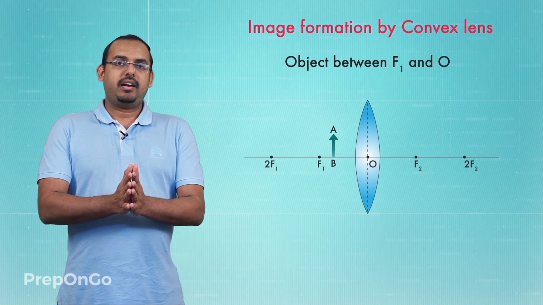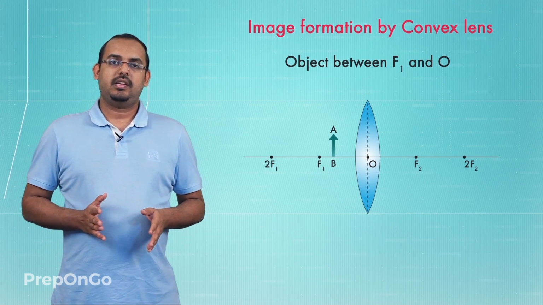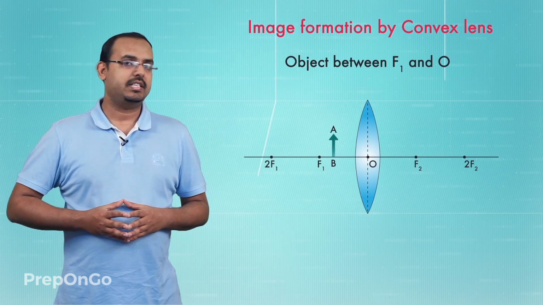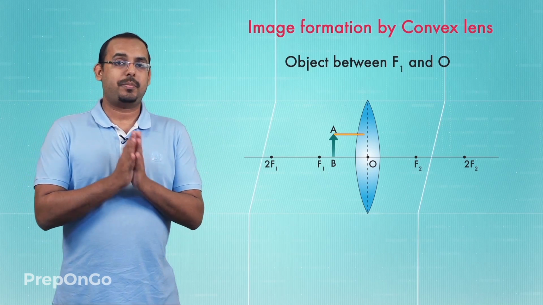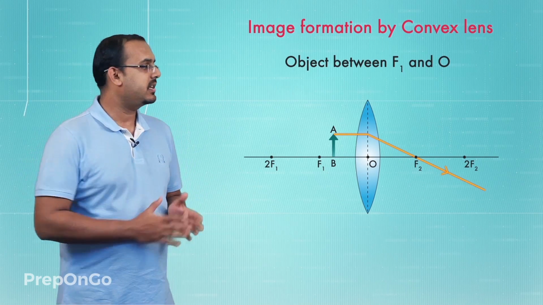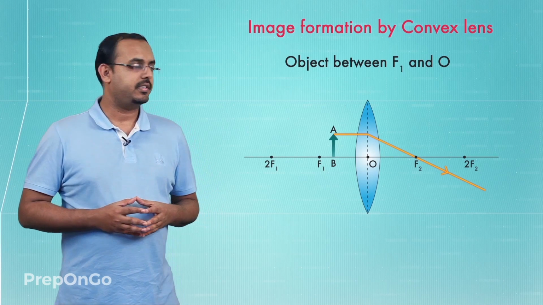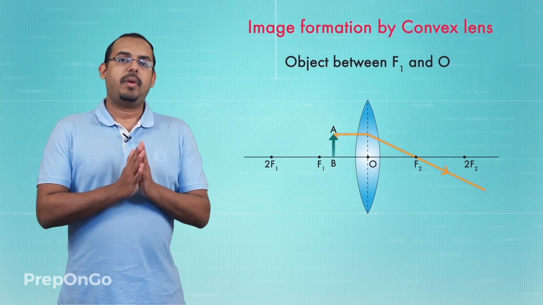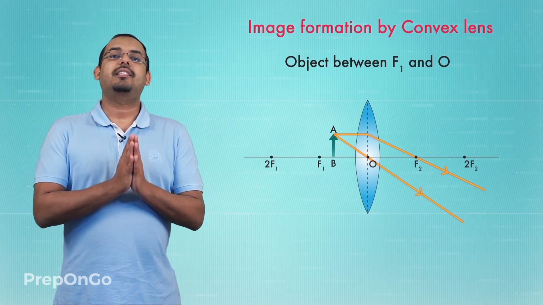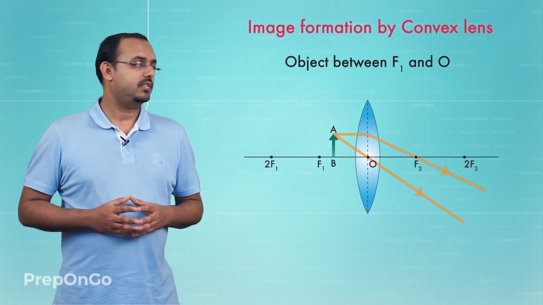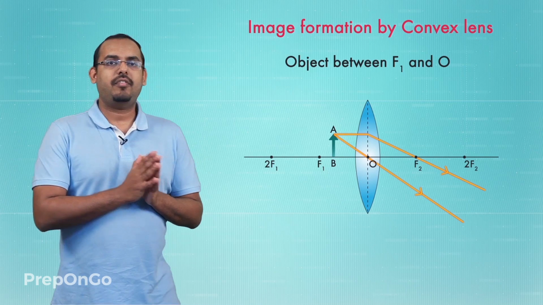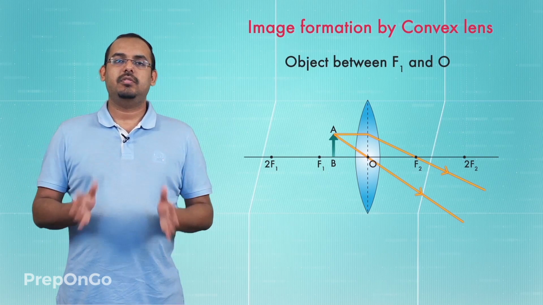Again, we'll repeat the same practice. We'll take two special rays and see how they behave after refraction from the convex lens. The first ray travels parallel to the principal axis of the convex lens, and after refraction passes through the focus of the lens. The second ray passes through the optical center of the convex lens, and thus passes undeviated through the lens. In this case, what we observe is that both the rays after refraction are actually diverging.